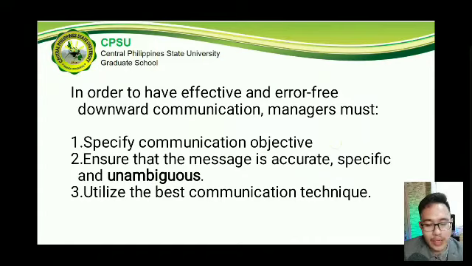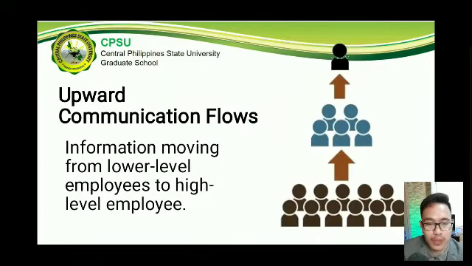The next one is the upward communication flow, wherein the information moving from the lower level employees to higher level employees is upward communication, as you can see in the diagram here. From the workers to the middle employees and so on. So from the lower level employees, it goes up. That is upward communication flow.